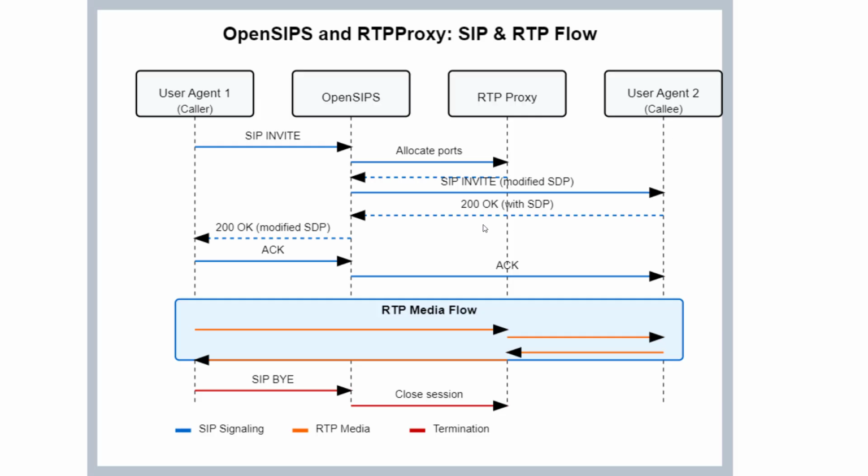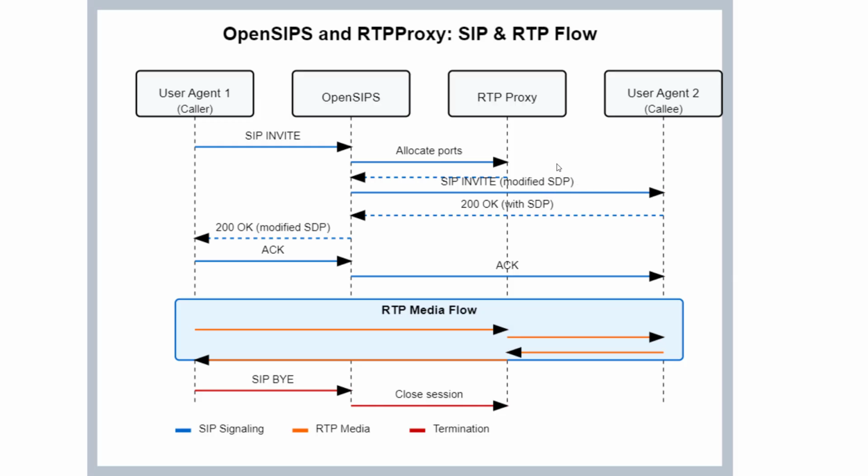The user agent 2 sends the 200 OK. This 200 OK goes to the OpenSIPs. OpenSIPs have these ports allocated, so it allocates the second pair of ports and changes the session description protocol to send the 200 OK to user agent 1. There's an acknowledge and the call is connected.